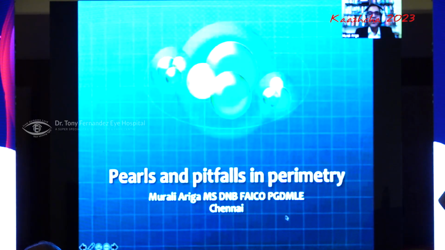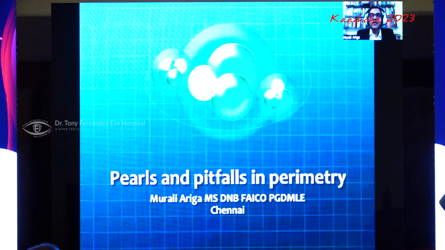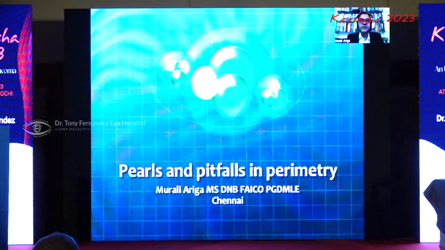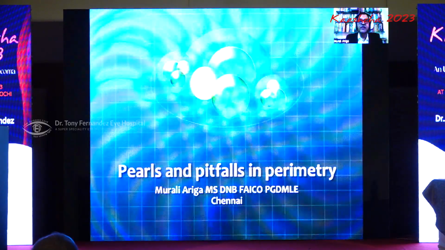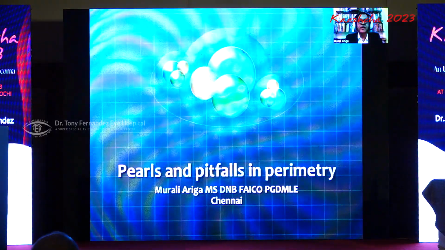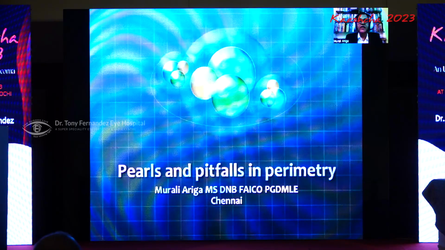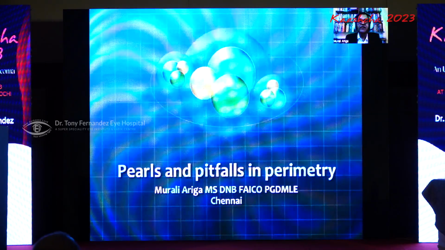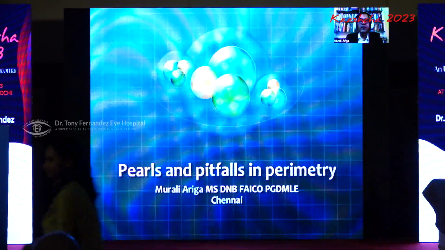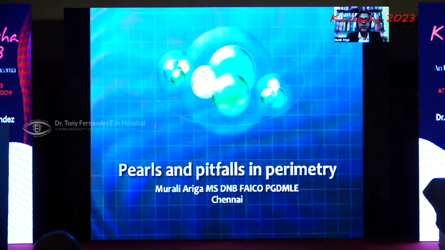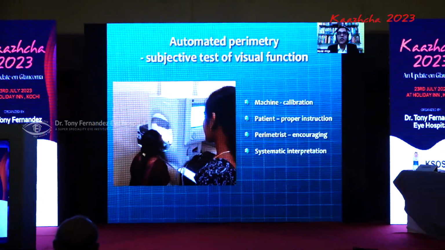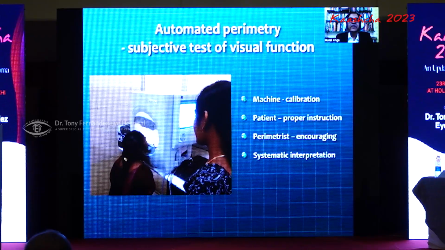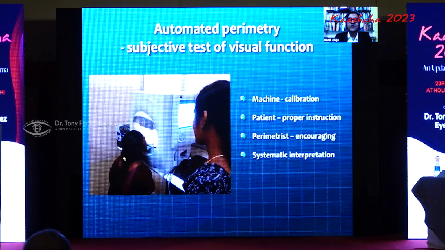I'm going to speak on pearls and pitfalls in perimetry. Perimetry is a very commonly done investigation for glaucoma, neuro-ophthalmology, and so on. In particular, with relevance to glaucoma, I think we should understand the finer nuances of perimetry before we start doing it for patients, and then understand the problems and pitfalls which we face during the tests which we do for glaucoma evaluation. First and foremost, you must understand that automated perimetry is a subjective test of visual function.